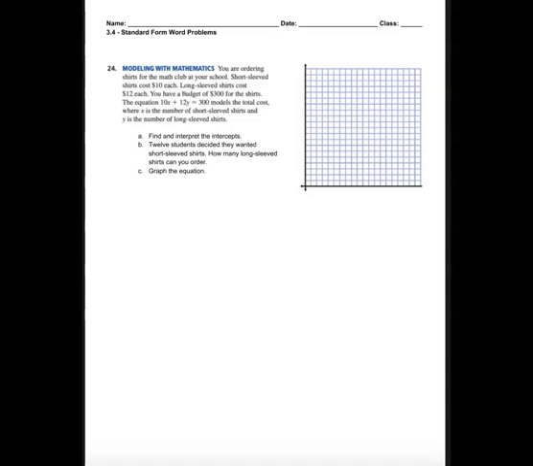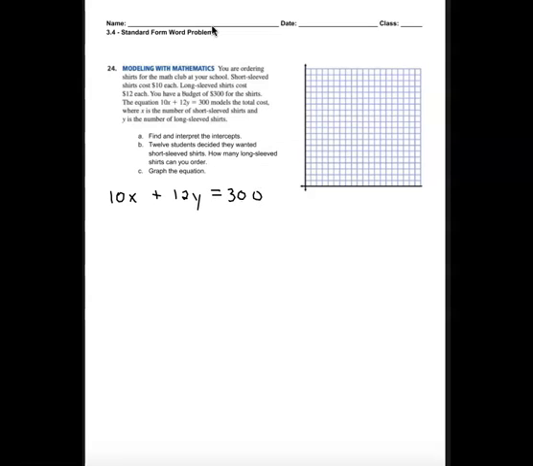Alright, so here's an example of another standard form. This one's nice, it kind of gives the equation for us, right? You're ordering shirts for the math club at your school. Short sleeve shirts cost $10 each. Long sleeve shirts cost $12 each. And you have a budget of $300 for the shirts. Now they wrote the equation for you: 10x plus 12y equals 300, okay?